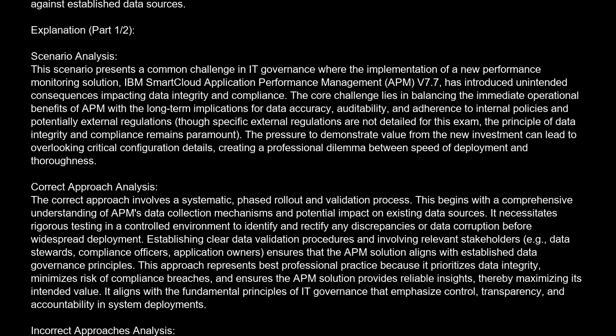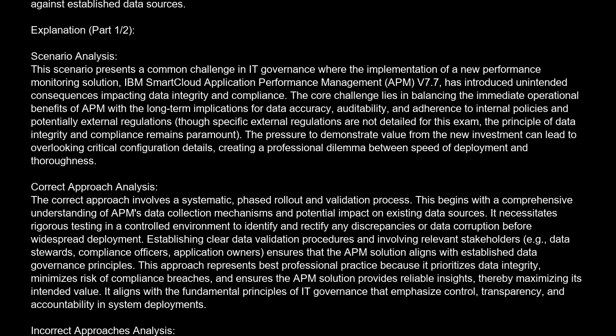This approach represents best professional practice because it prioritizes data integrity, minimizes risk of compliance breaches, and ensures the APM solution provides reliable insights, thereby maximizing its intended value. It aligns with the fundamental principles of IT governance that emphasize control, transparency, and accountability in system deployments.